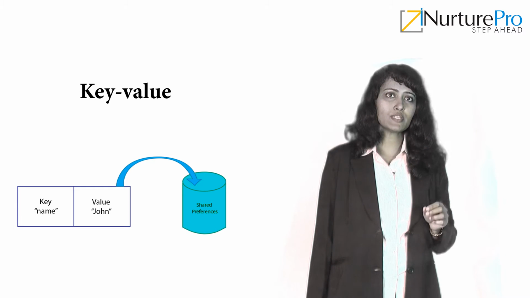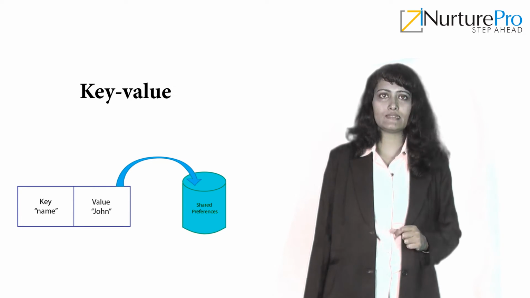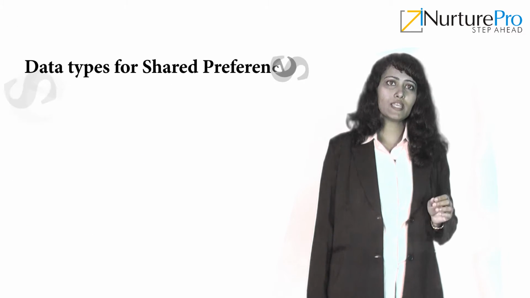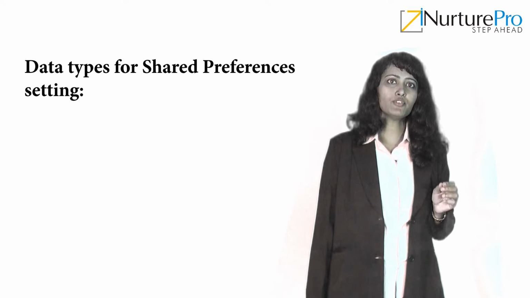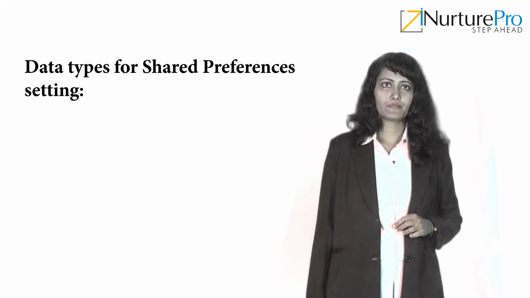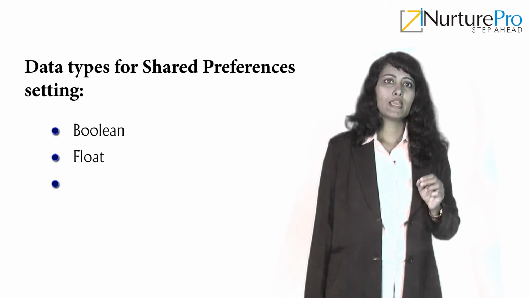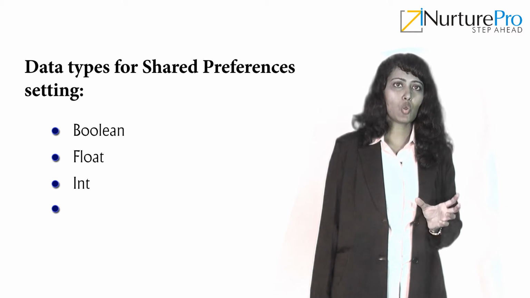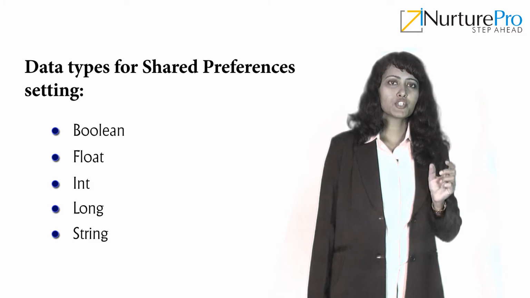So, you have to see how your app's activities support the user's settings. The value saved in shared preferences for each setting can be one of the following data types: Boolean, float, int, long, string, string set.